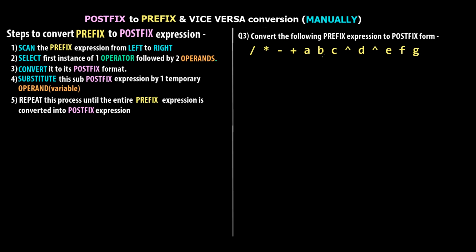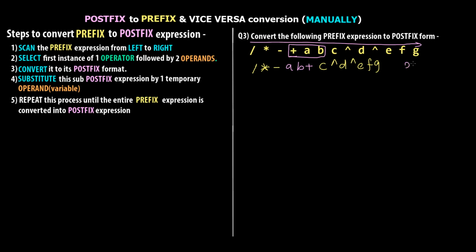This is again a little lengthy, complex prefix expression, but once you solve this, I'm pretty sure you will be able to solve any other example. So quickly going from left to right for this prefix string, the very first pattern of one operator followed by two operands is this pattern. So we'll convert it to its postfix format. Everything will be as it is. We'll write divide by star minus, but this will be converted to AB plus. Rest things will be as it is. So C raised to D raised to E F G will be as it is.